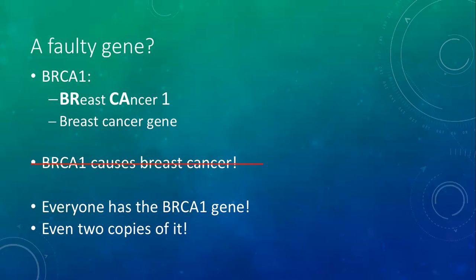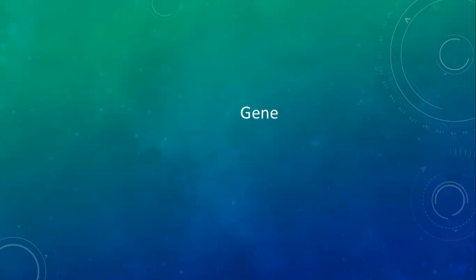Now, this faulty copy can be inherited, and to explain how it can be inherited, I need to give you a bit of background first on genes, on the genome, and the general laws of inheritance or heredity. Now, a gene is the elementary unit of heredity, of inheritance, that can be independently inherited.